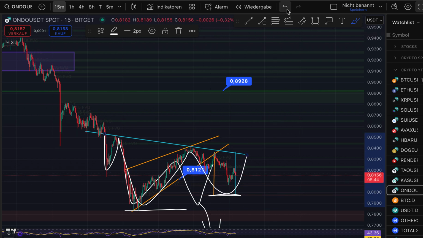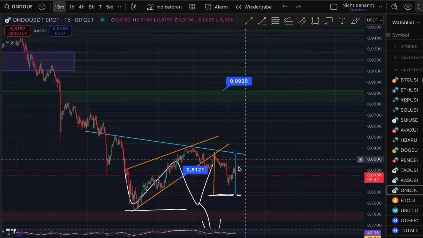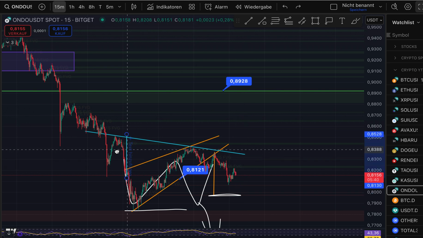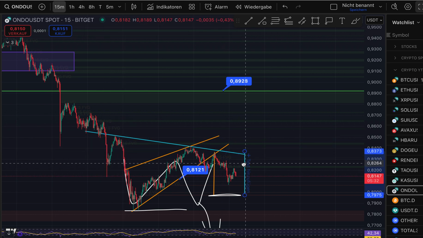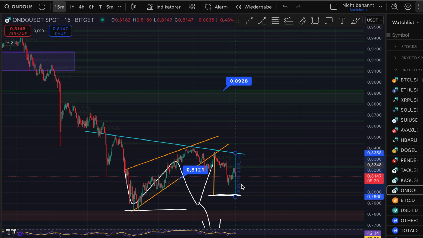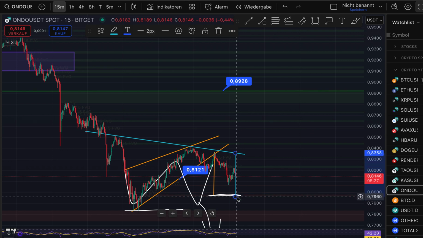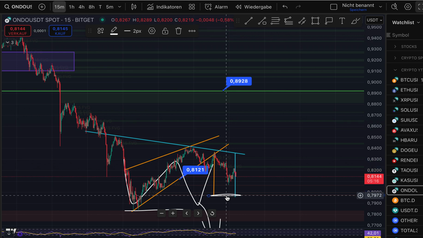How do I measure the right shoulder? I take the length of the left shoulder, that's the low to the resistance, and I put the same length to the resistance later, and then you can see 79.6 cents, where also the target of the rising wedge is. This can be the right shoulder.